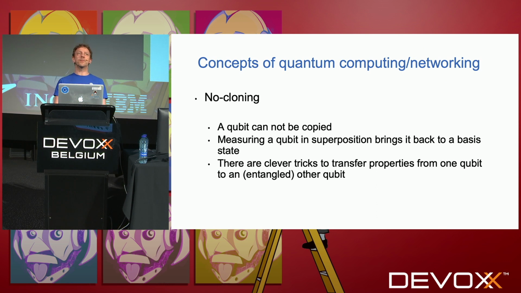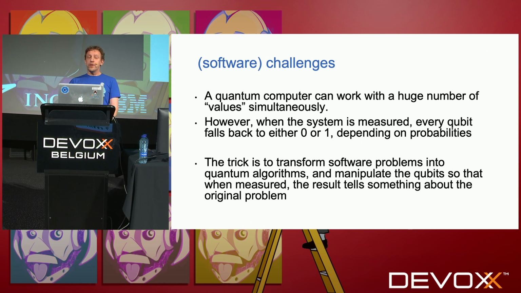The no-cloning theorem is important for us as well, because it actually means that a qubit cannot be copied. And that makes it tricky, because if we are doing networking, we typically copy bits, but qubits cannot be copied. That makes it difficult, but also secure. So there are a number of challenges when we want to create quantum networks or quantum computers.